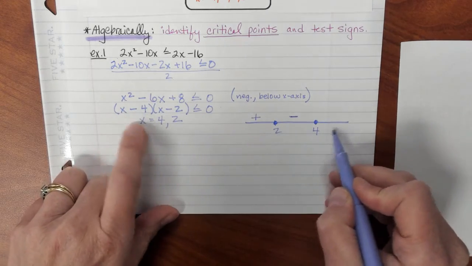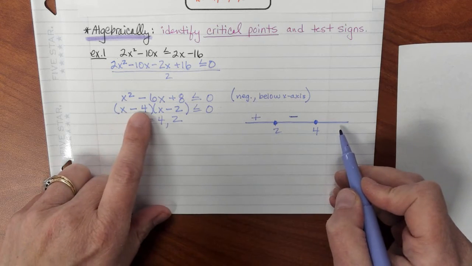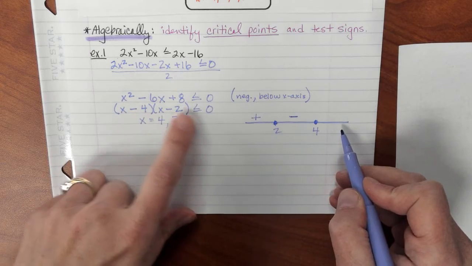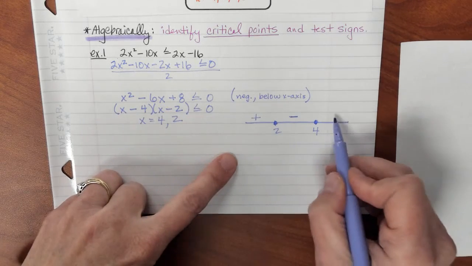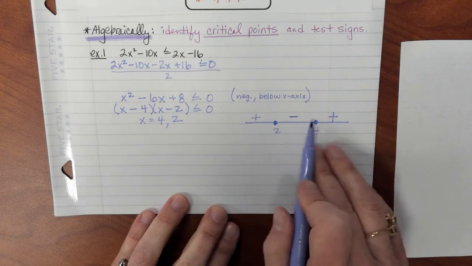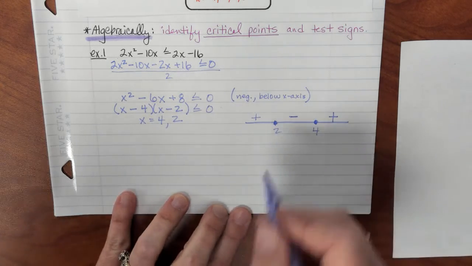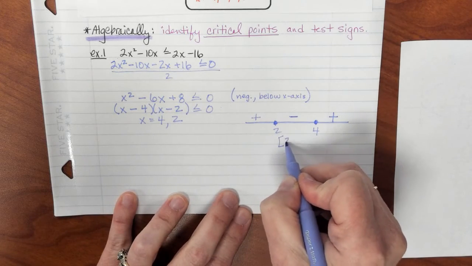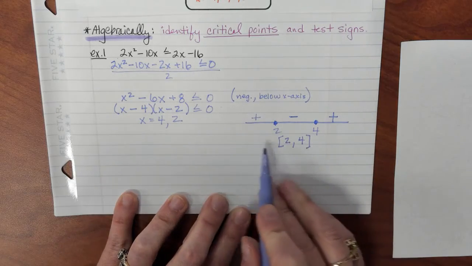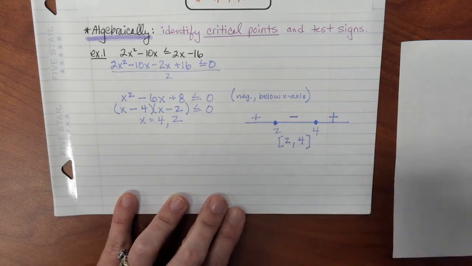Beyond 4, if I plugged in 5, 5 minus 4 is 1, and 5 minus 2 is 3. That's a positive. That is not going to be less than or equal to 0. So my area of interest right now is just from 2 to 4, that interval. And I use the brackets because it includes that, because it's or equal to 0.